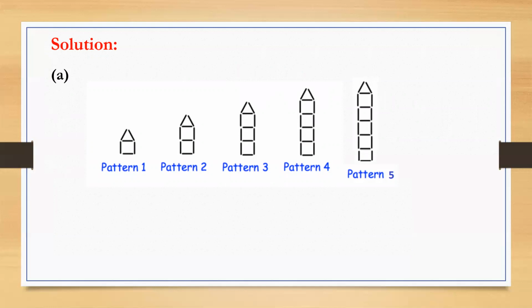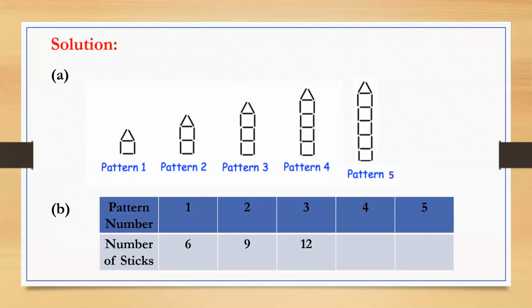So I will have to add a square below. As you can see, here you have 1 square and a triangle, 2 squares and a triangle, 3 squares and a triangle. So for pattern 5, I will have 4 squares and a triangle. Part B, I have to copy and complete the table. So pattern 1 makes use of 6 sticks. Pattern 2, 9 sticks. Pattern 3, 12 sticks.